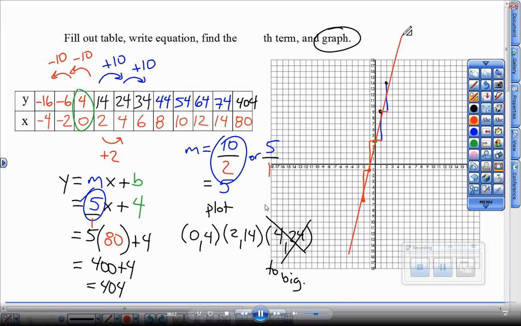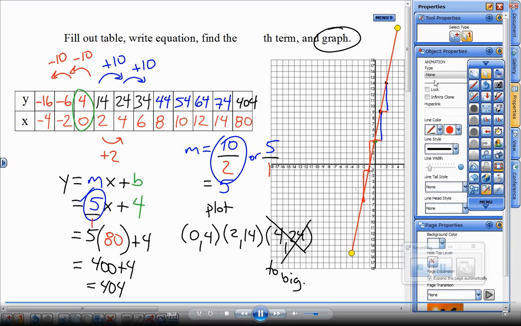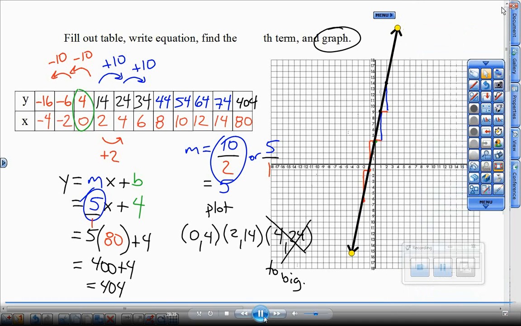So that line has a rate of change of 5. It has a y-intercept of 4. It's going through the y-axis at 4. It has an x-intercept right here, which we'll look at eventually. So this graph, again, rate of change of 5 with a y-intercept of 4.